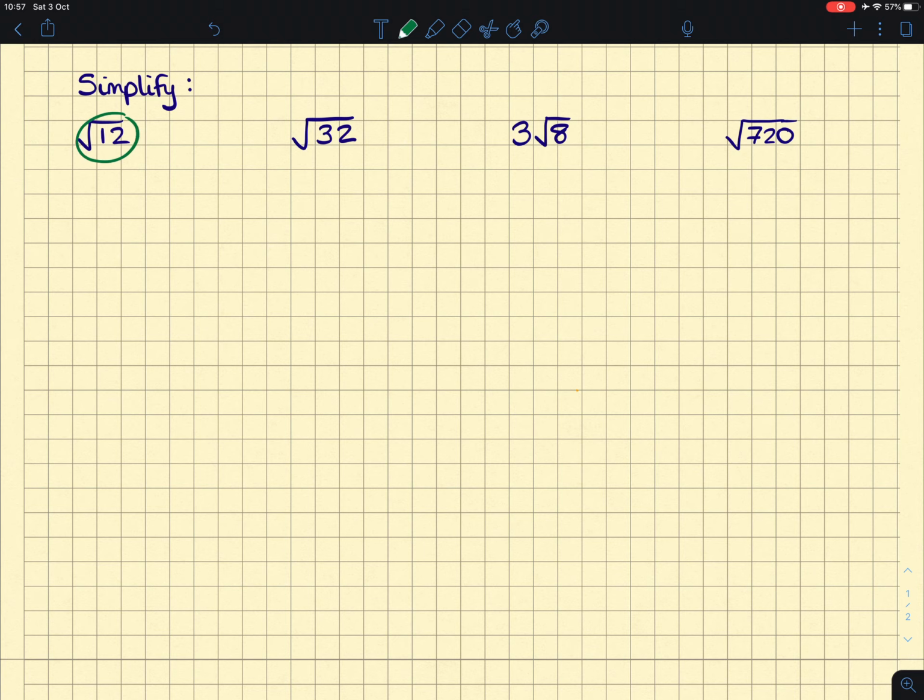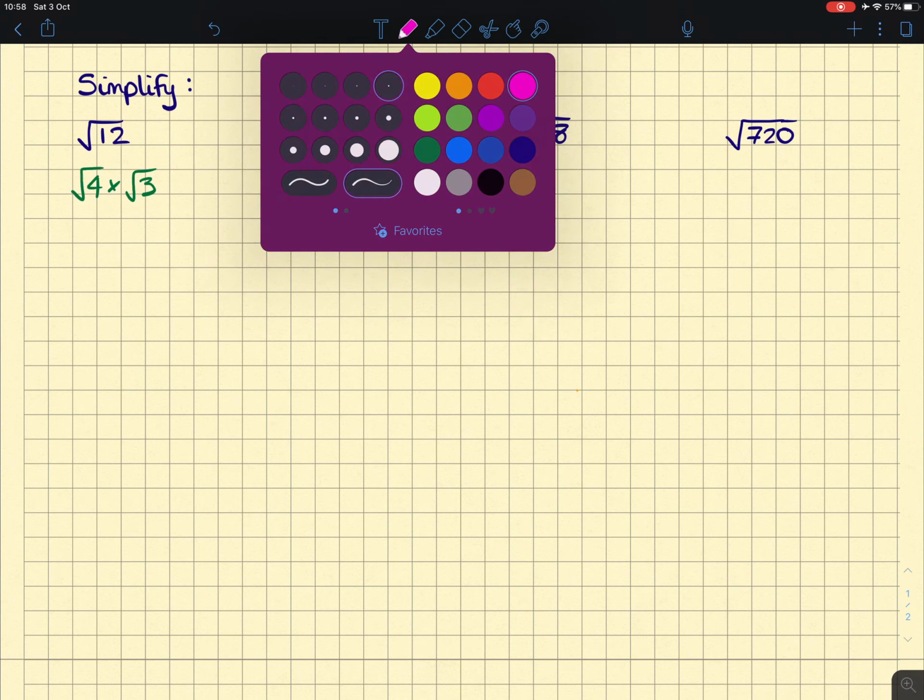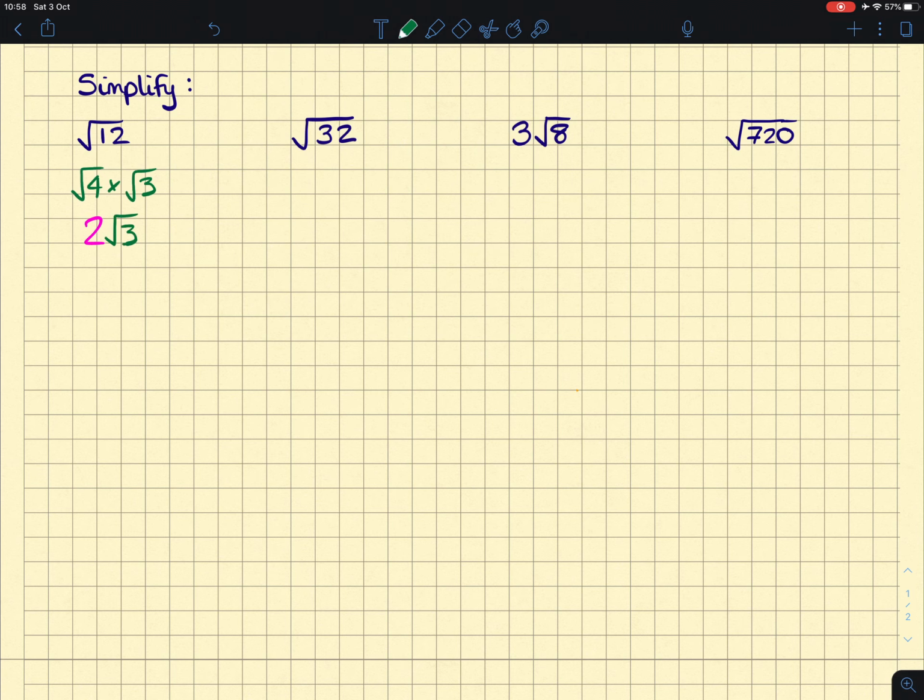12, can it be divided by 4? Yes, so that's what I'm going to split this up as. A root 4, and then what's left over is a root 3. That root 4 then turns into a 2, and you have 2 lots of root 3 as your fully simplified surd there. Root 32 next.